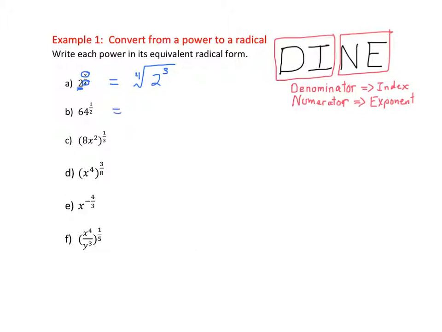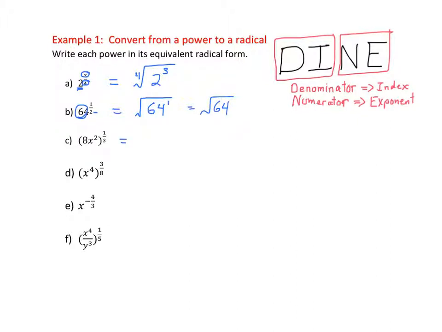Part B, we have 64 to the power of 1/2. So the denominator here is 2. That means that our radical has an index of 2. So we just have the square root. We don't need to write the 2 in there. And then the base of the exponent becomes the radicand, and it's just to the power of 1, which 64 to the power of 1 just equals 64. So you can just write the square root of 64.